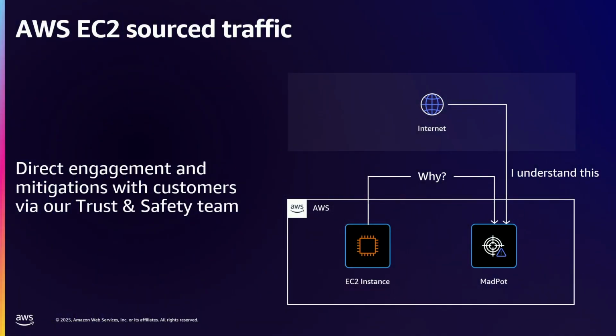Another part too is, we expect MadPot to be connected to from different clients over the internet. What happens if something from EC2 connects to it? It could potentially be accidental, but if it's something malicious, we automate a workflow where, if we see that sort of connectivity and negative behavior from an EC2 instance, we work with our trust and safety team to reach out to the customer and take any mitigating actions as required.